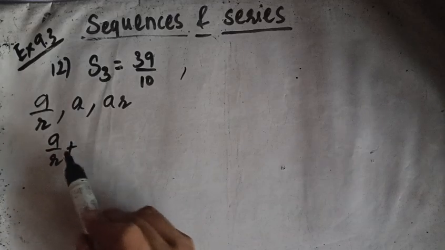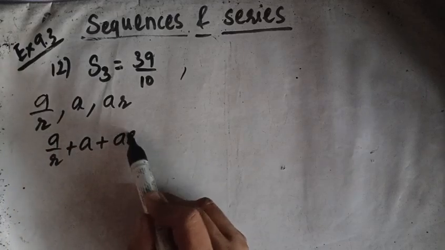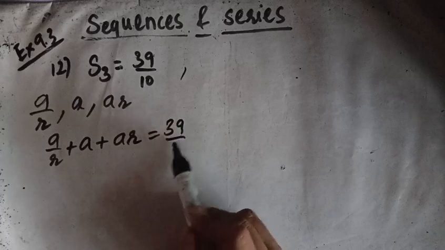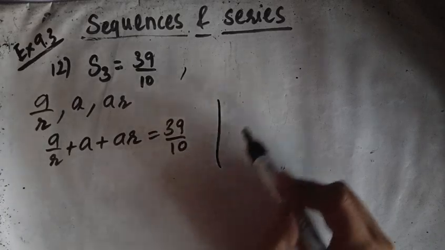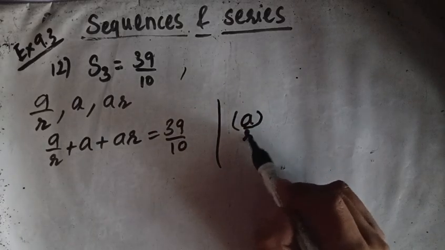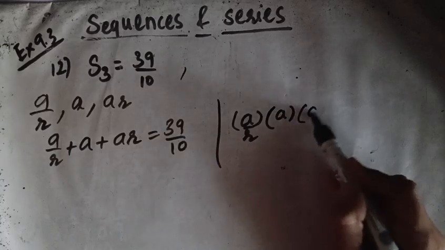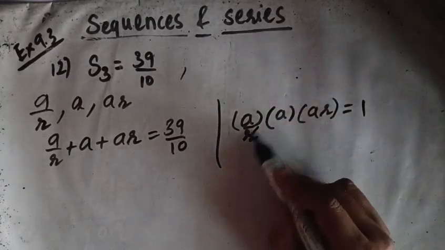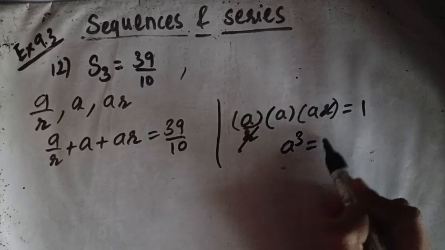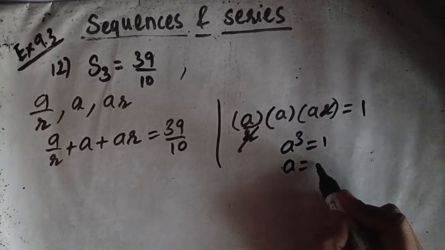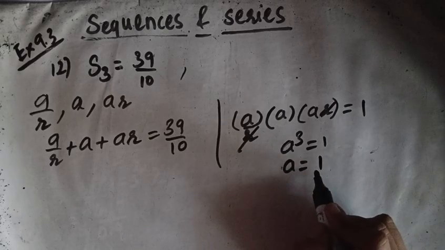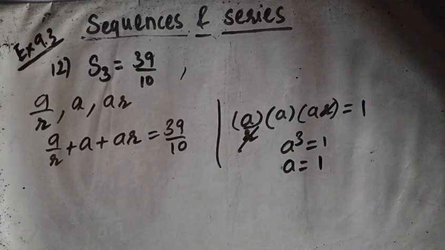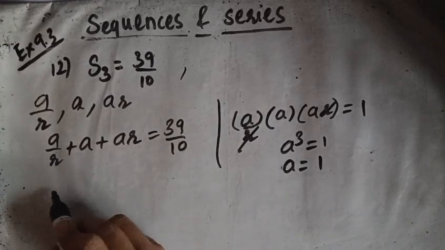So its sum is 39 by 10 and their product is 1. Okay, so this becomes a cube. So a is 1 or minus 1, but we are considering only the real roots. Okay, so a is equal to 1. So we can substitute a here.